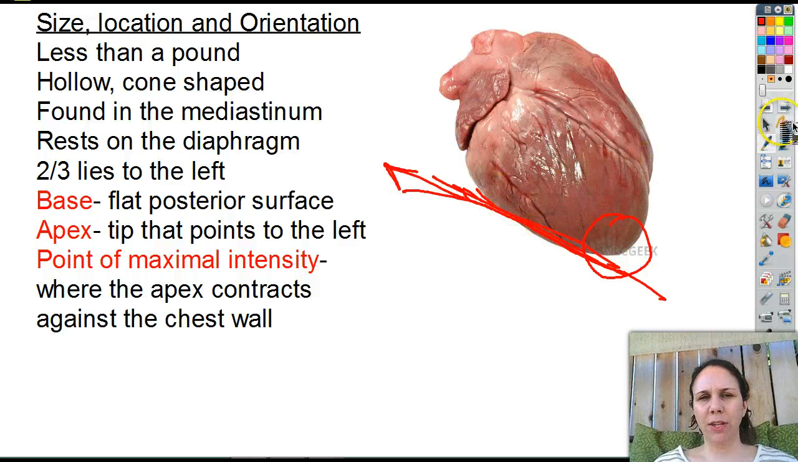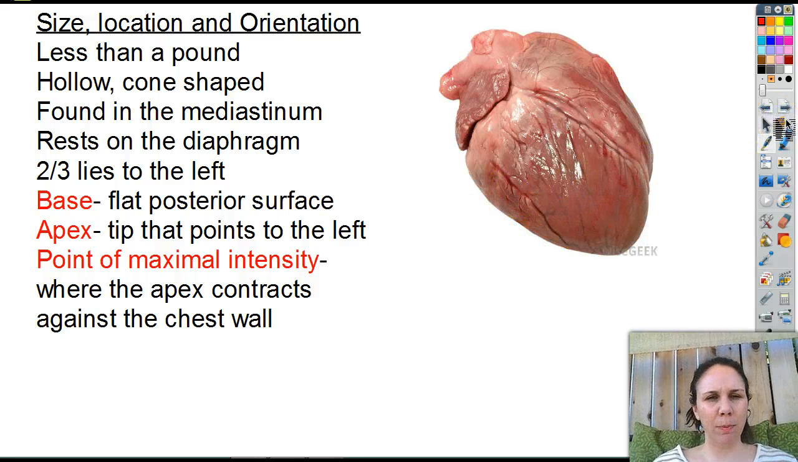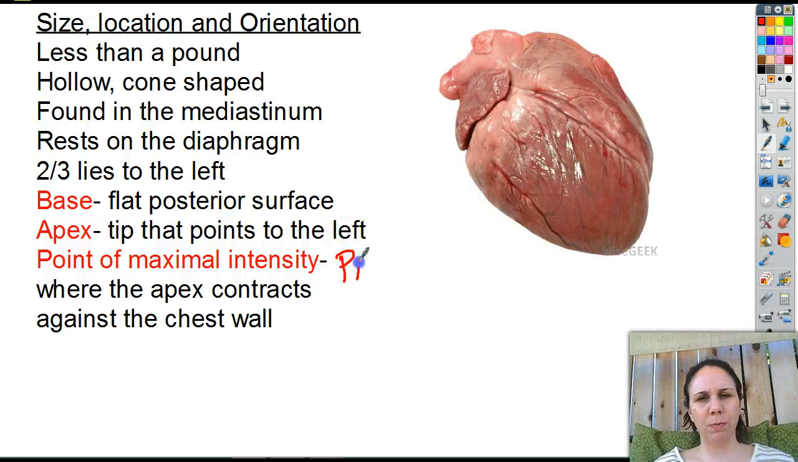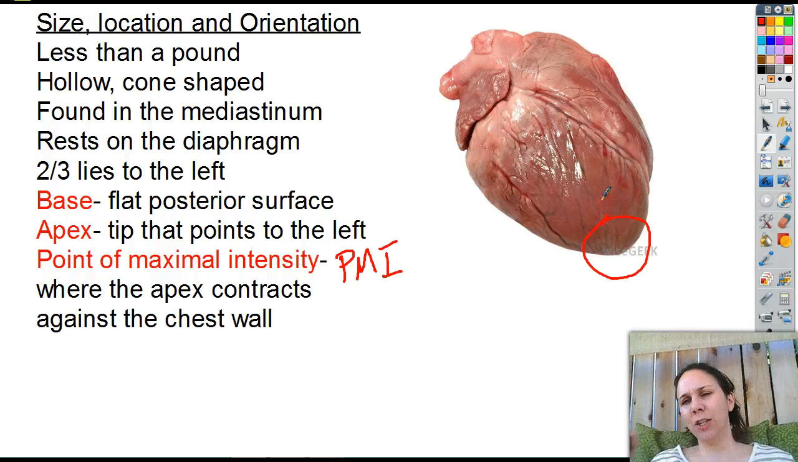And then we have something called the point of maximum intensity, or maximal intensity, otherwise known as your PMI. And what that is, the apex of your heart, when it contracts, kind of slams against the front of your chest wall. And so there's a point kind of on the left-hand side, about 5th rib down, where you can feel, and that's supposed to be the area of greatest contraction. I tried on me. I can't find it, but maybe on a super thin individual we might be able to find it a little bit easier.